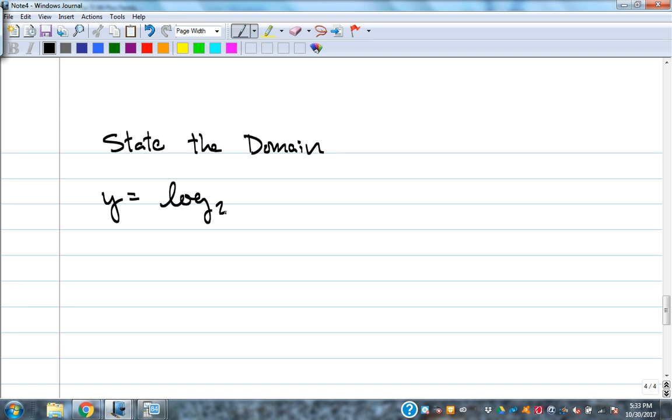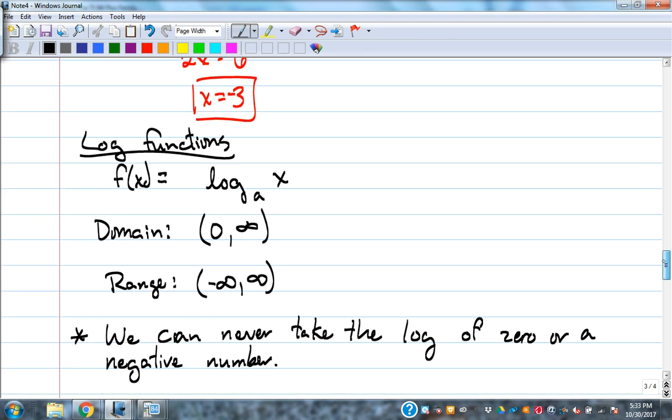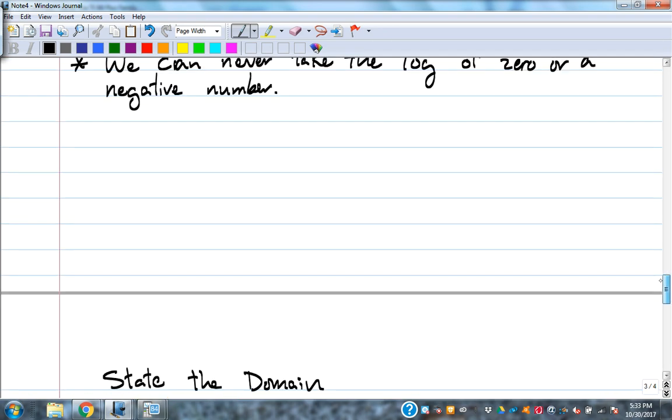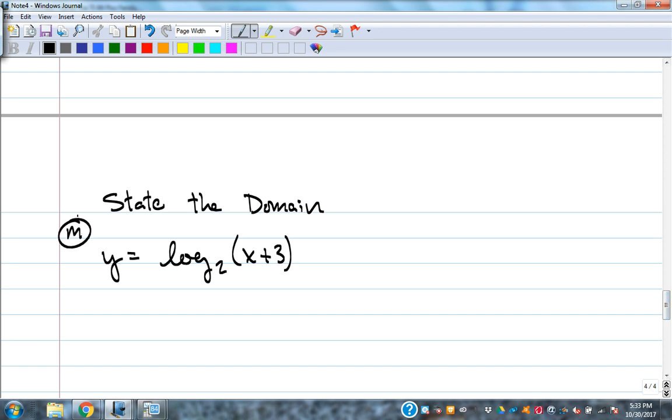log base 2 of x plus 3. I don't know what letter we're on, guys. Is that M? M. All right.